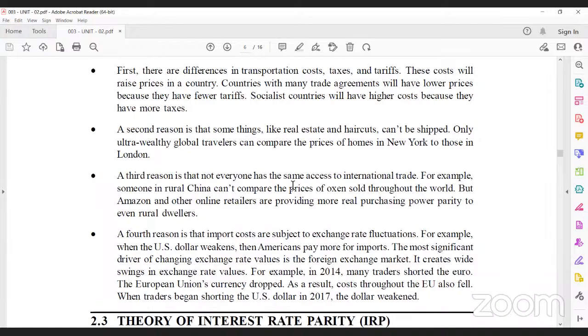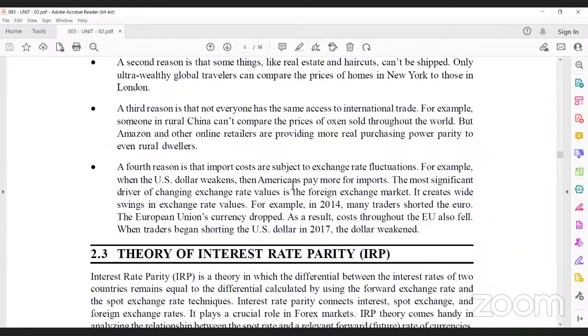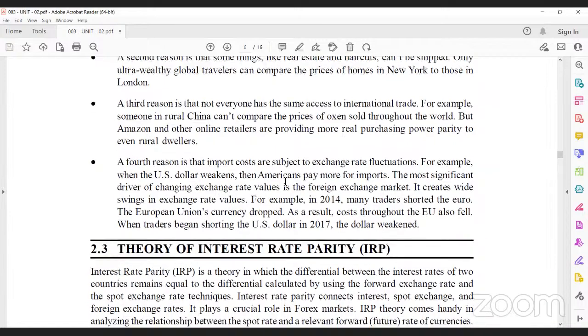A third reason is that not everyone has the same access to international trade. Like in rural China, people can't compare the prices of oxen sold throughout the world. But Amazon and other online retailers are providing more real purchasing power parity to even rural dwellers. This is a new, revolutionary attempt.